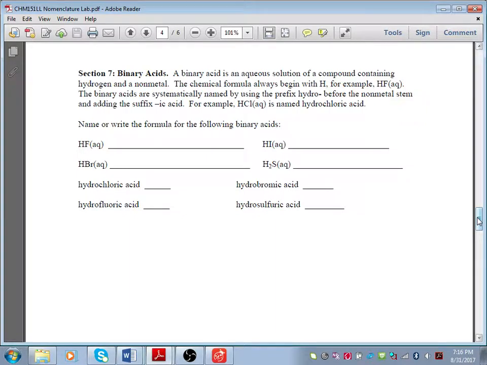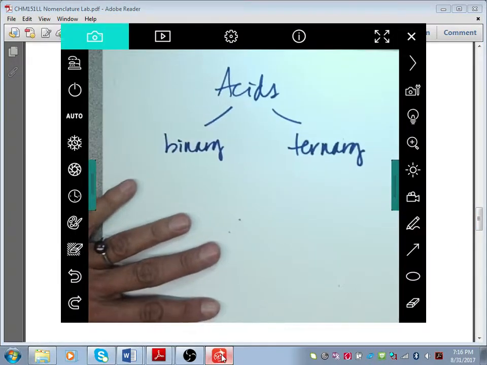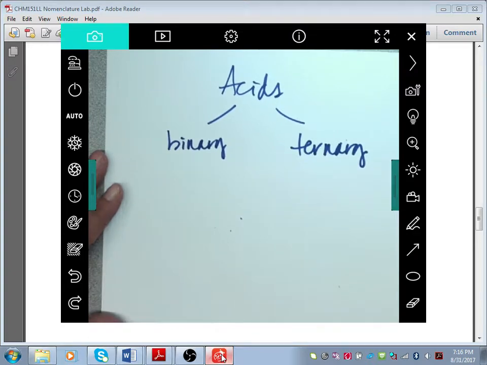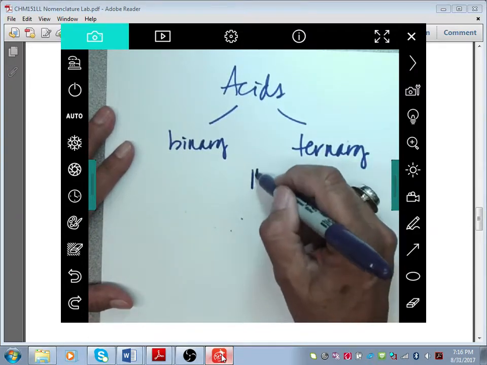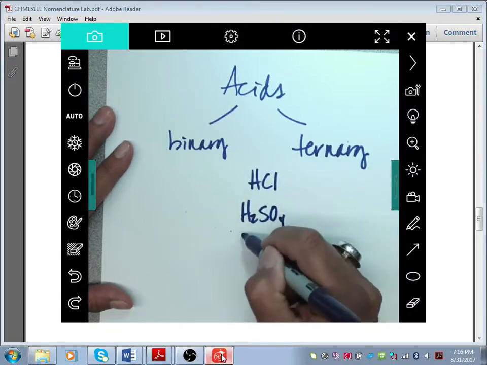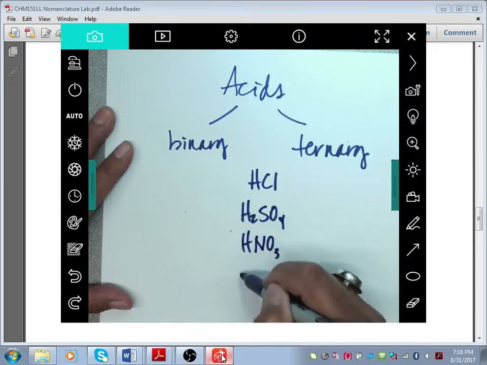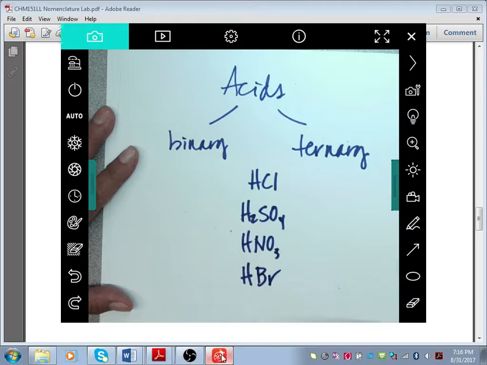We have binary acids. And we have ternary acids. All acids have what in their formula? How do we know that something is an acid? By simply looking at its formula. Hydrogen in it. Okay. So let's sort these. There's an acid. There's an acid. That's an acid. There's an acid.